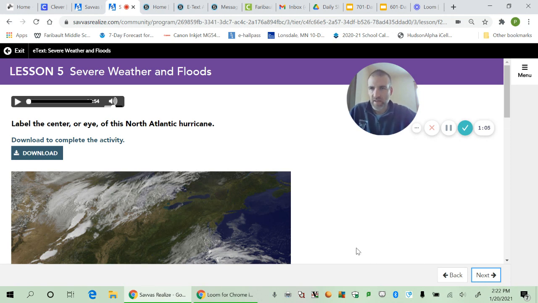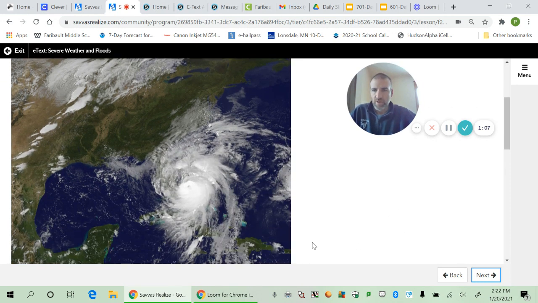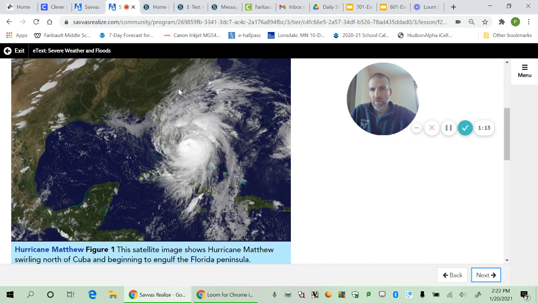Continuing on to the second slide, we're going to be looking at this visual, which is a photograph of a hurricane taken off of the United States. This would be Florida right here, and the Atlantic Ocean would be over here. This would be Hurricane Matthew.